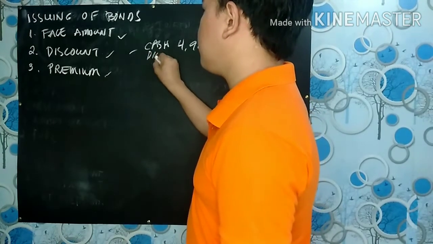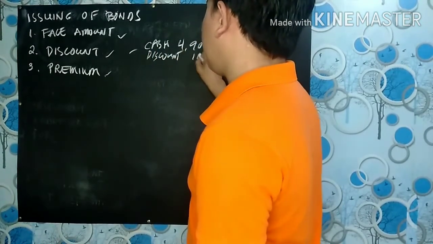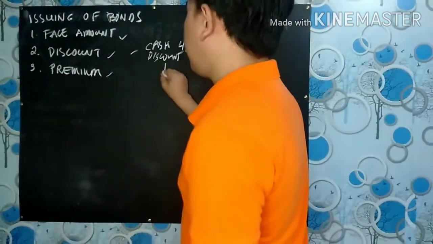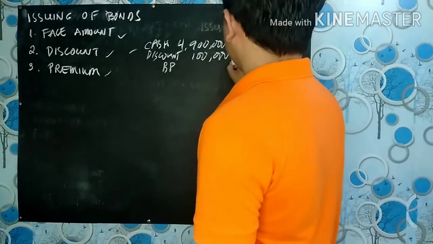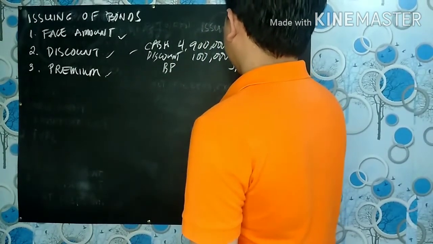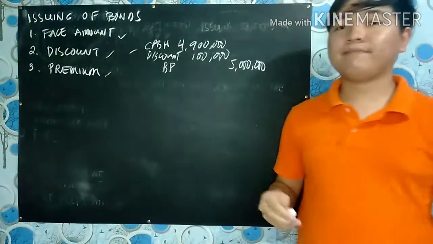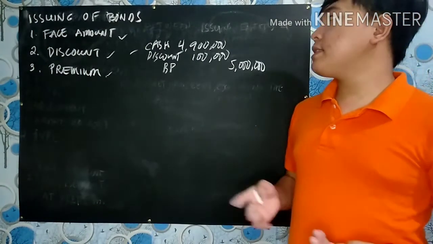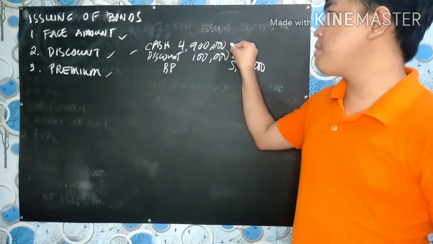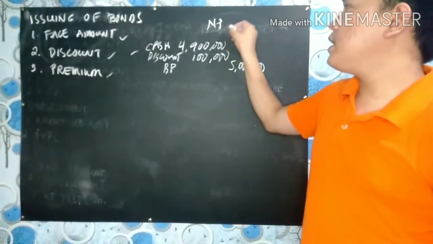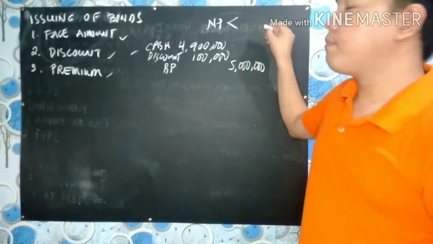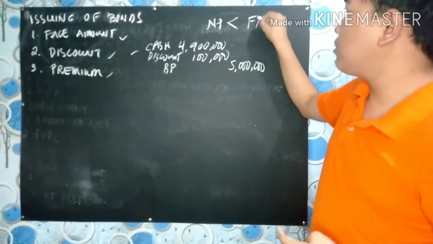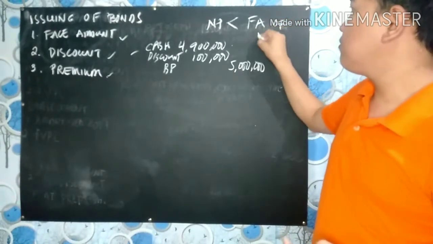Debit tayo ng discount for 100,000. And credit tayo ng bonds payable 5 million. Okay? Ayan po siya. So, kapag at a discount, yung net proceeds natin ay mas mababa. Net proceeds is lower than the face amount. Okay? Face amount of bonds.